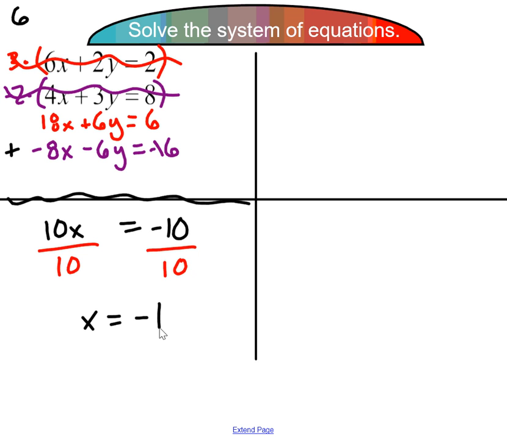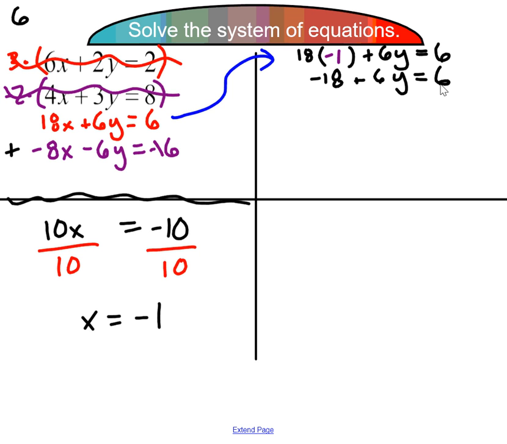I'm going to use my red equation just because it doesn't really matter which one you choose. So I get 18 times negative 1 plus 6y equals 6. So I get negative 18 plus 6y equals 6.